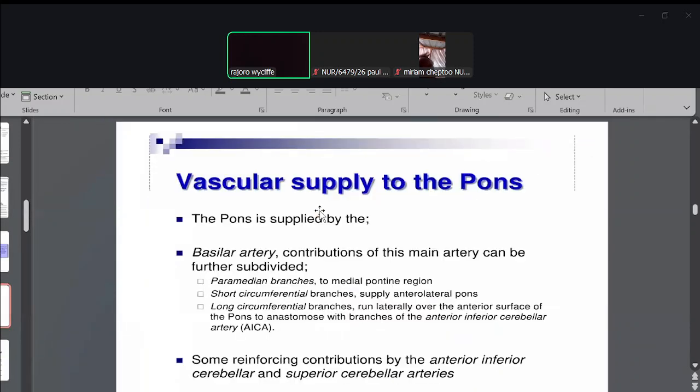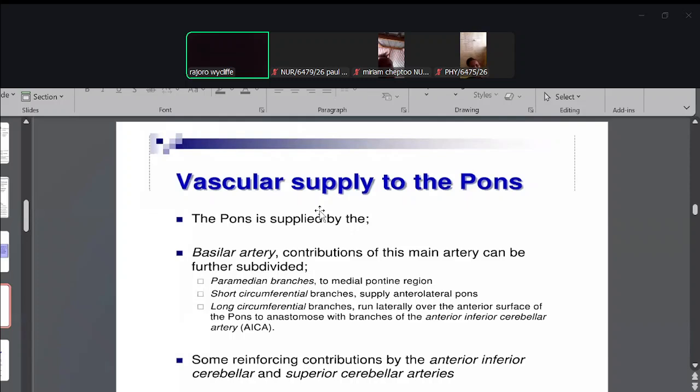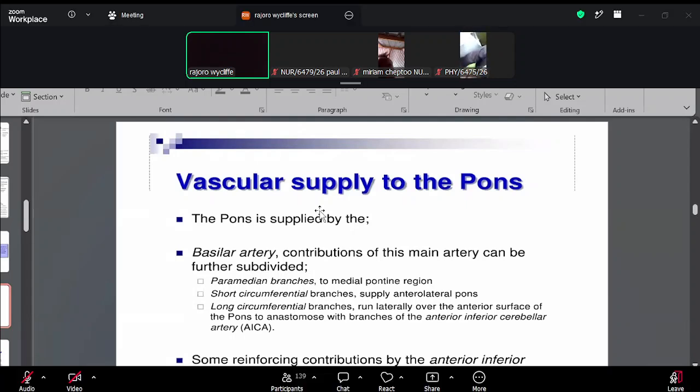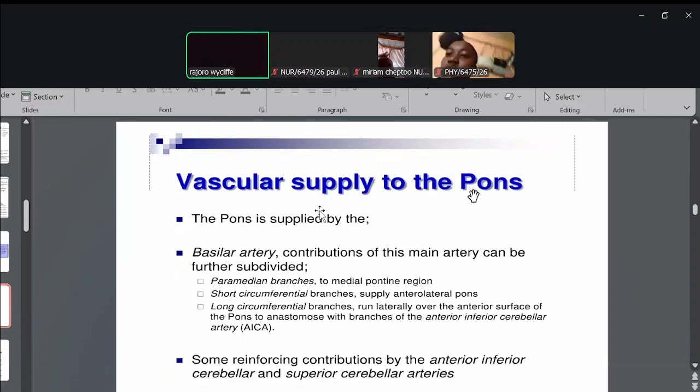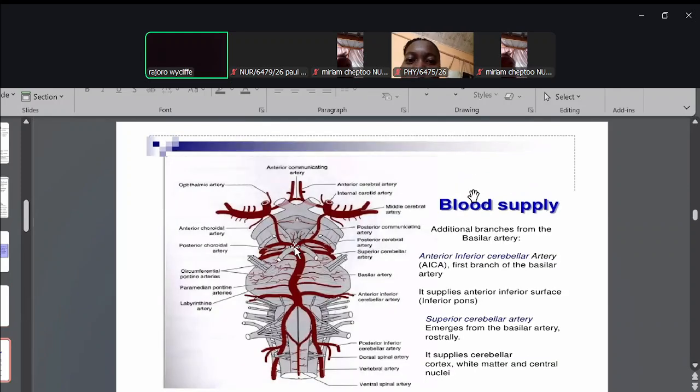Now, blood supply to the pons. Blood supply to the pons is supplied by the basilar artery. This main artery can be further subdivided into paramedian branches to the medial pontine region, then short circumferential branches that supply the anterolateral pons, then long circumferential branches that run laterally over the anterior surface of the pons. So we have this artery called the basilar artery that supplies the pons. This is just a blood supply to the brain, but we're going to discuss it further.